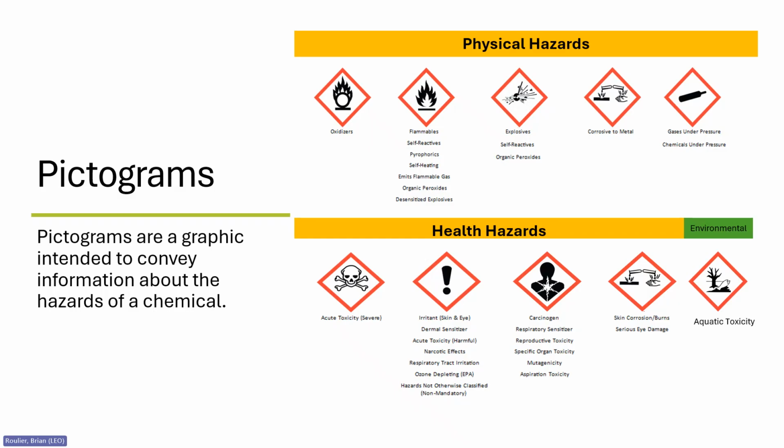The flame pictogram now may also indicate that a material is a desensitized explosive. The gas cylinder now also applies to chemicals under pressure. The exclamation mark now also indicates hazards not otherwise classified. However, it is not mandatory the manufacturer include the pictogram for hazards not otherwise classified.